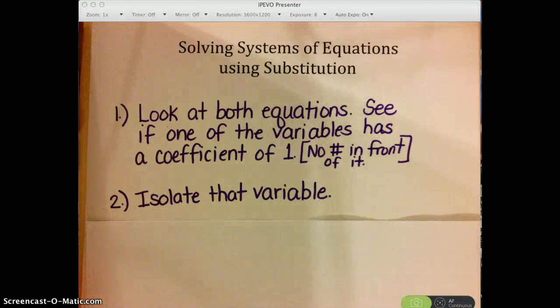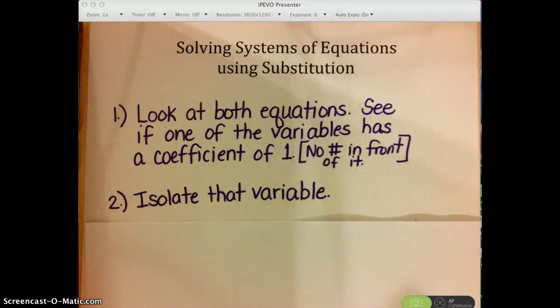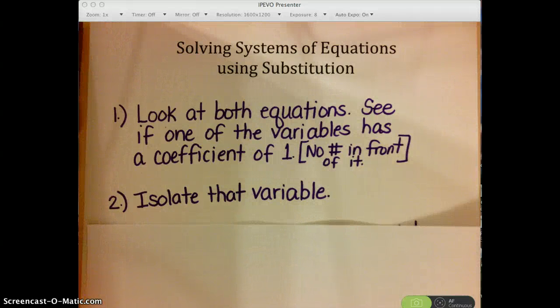The second step is we're going to isolate that variable. So whichever variable has a coefficient of 1, we're going to isolate that variable. And remember, isolate means that we're going to get that variable by itself. We're going to move all the other terms away from it.